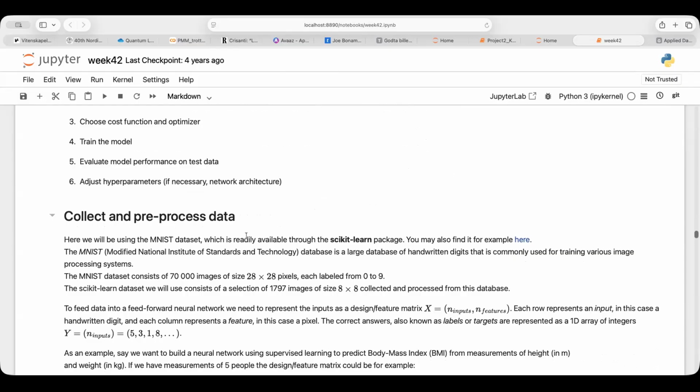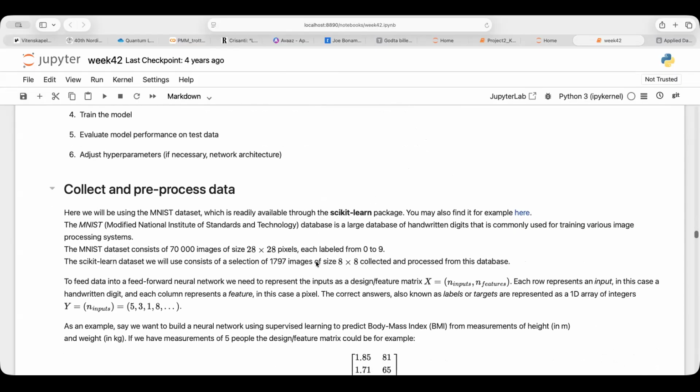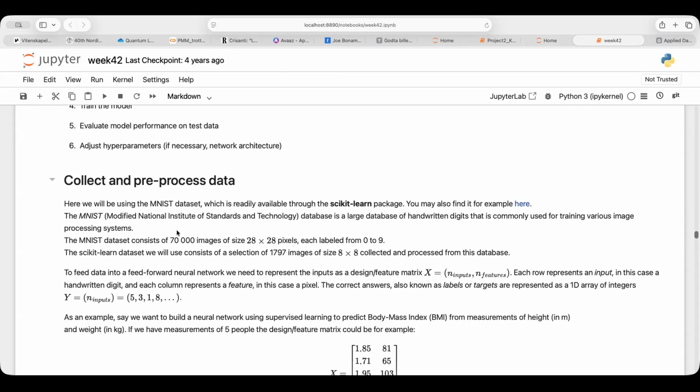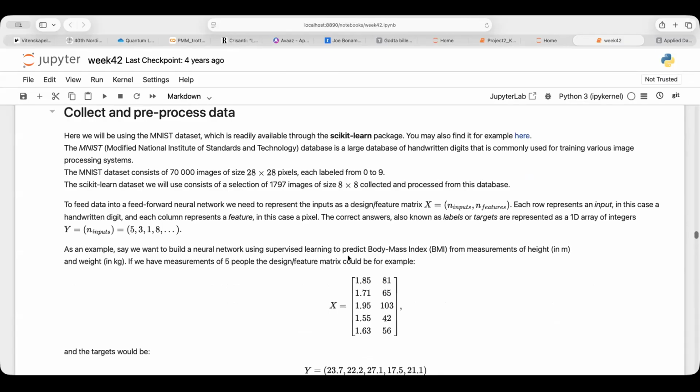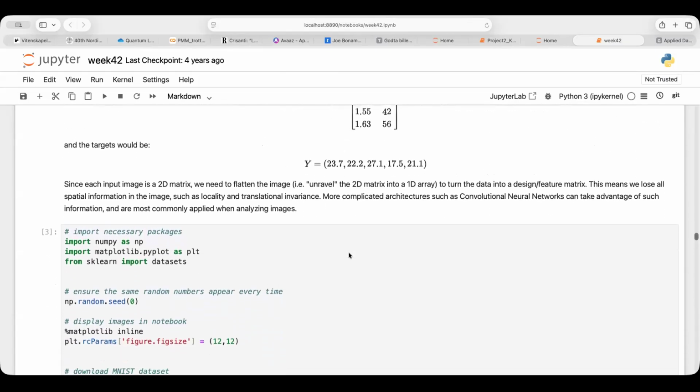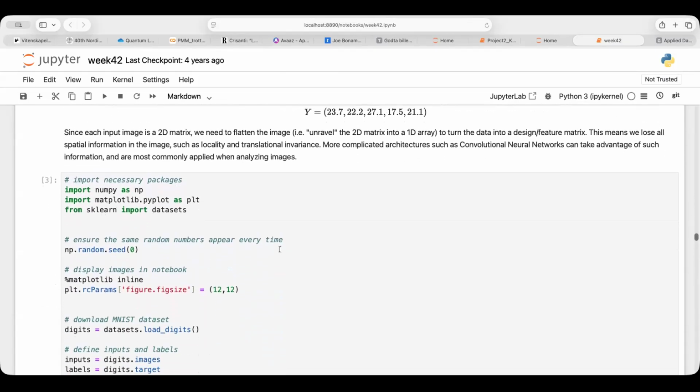So we are going to use the MNIST data, which you can get through the scikit-learn library. The data set has 70,000 images, and this is the dimensionality. But here we are scaling it down to roughly 1800. And then we have 8 times 8 pixels. So each image is pretty blurred out. So let me just skip this one, but let's now look at how we would read it.